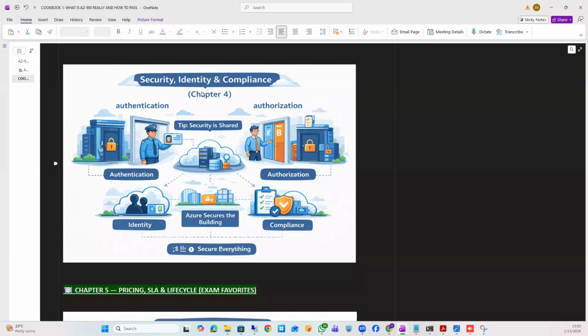Then we have authorization. Authorization is, okay, you're now inside the building, but which rooms are you authorized to get into? Those things work differently. These are systems that govern people's work, so people need to be authenticated to get into the systems, and then they need to be authorized to do particular things and have access to particular things. Identity is basically around the user accounts, the people that need access, the applications that need access.